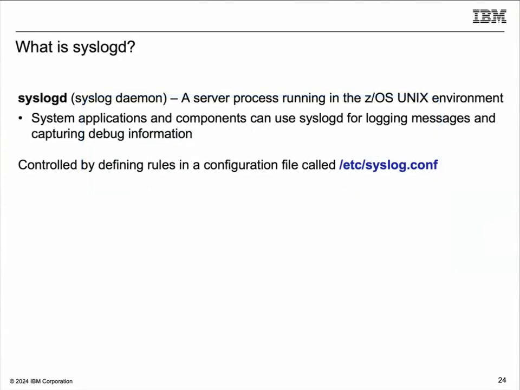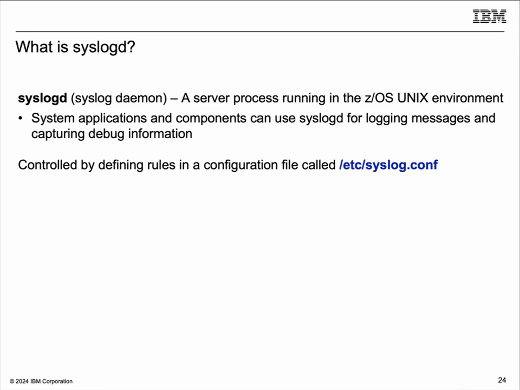First of all, just a little background for those not familiar. Hopefully most of you are. What syslog-d is, it's just a syslog daemon. It's a process that runs directly on z/OS Unix. Any applications and components that are running on z/OS Unix as well can use syslog-d for logging any type of messages or capturing any type of debug information that's needed for later troubleshooting. It's a standard that is also available on Linux and other Unix-type platforms.